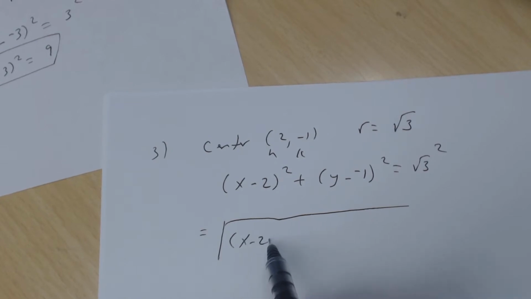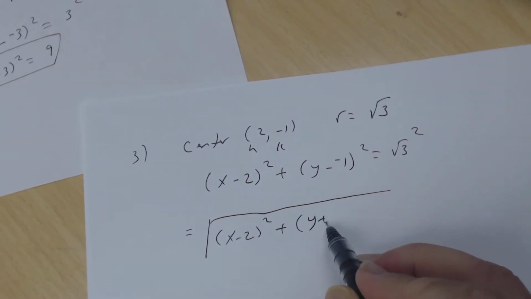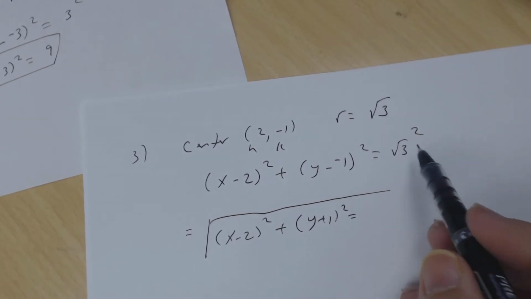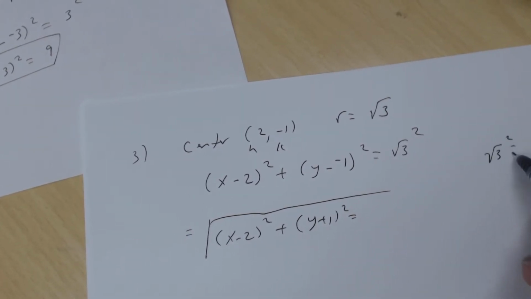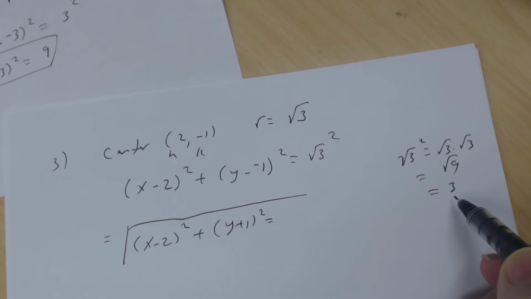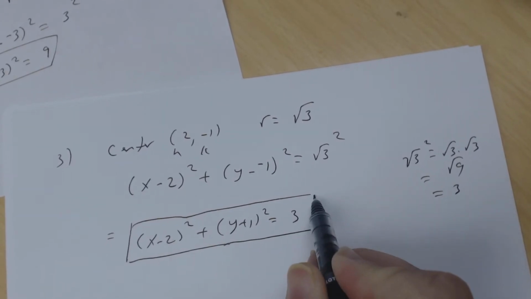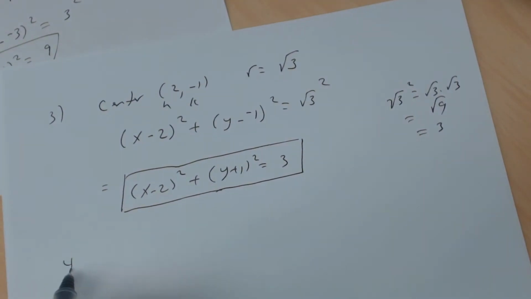Okay, simplifying this, it will be x minus 2 squared plus y subtract a negative 1 means y plus 1 squared equal. Now the square root of 3 squared, remember, means the square root of 3 times the square root of 3, which is the square root of 9, which is 3. So that's 3.